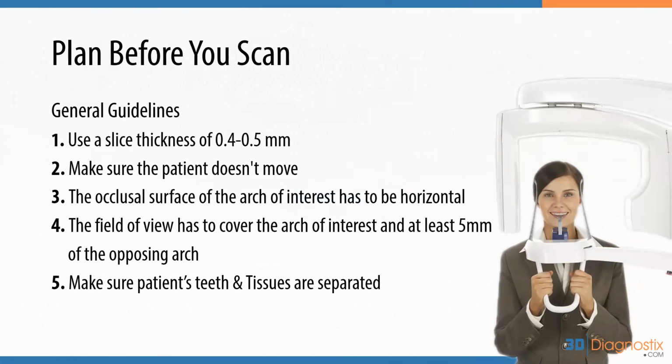Our recommendation when CT scanning a patient is to use a slice thickness of 0.4 to 0.5 millimeters. This helps with visualizing all the normal anatomy while minimizing the radiation that the patient will be exposed to as well. Make sure that the patient does not move.